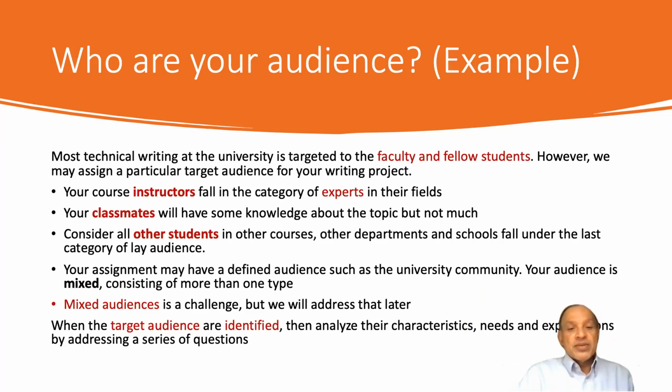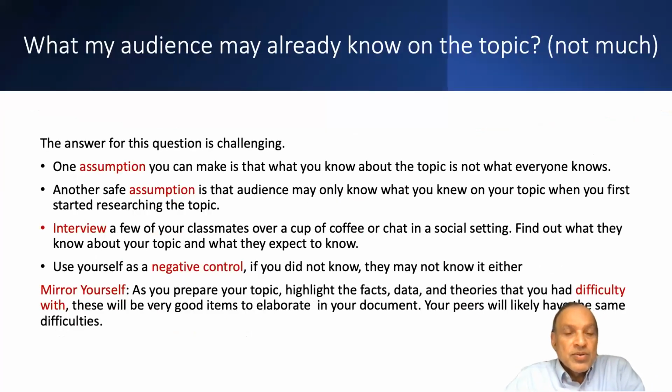So when you identify your audience, then we can analyze their characteristics. And that's what is called audience analysis. First is identification of the group or groups of people that are going to read or listen to your story. That's the first thing. And then what do you do after that? You find out what your audience may already know on the topic that you're writing. Usually not much. That's the short answer to the question.